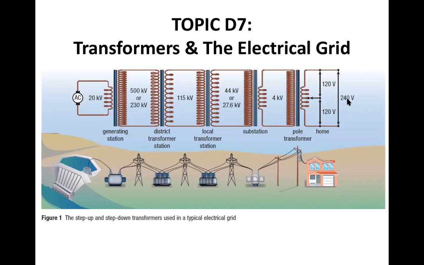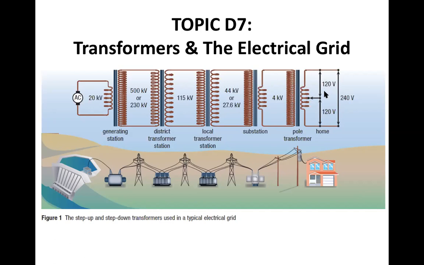So 240 volts would be the electrical outlet where appliances go. If you were to unplug your fridge, don't try this at home, you would see a slightly different style outlet than if you unplug your toaster. So small appliances have 120 volts.